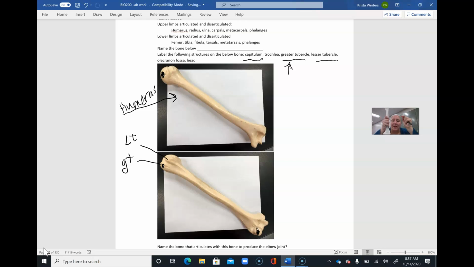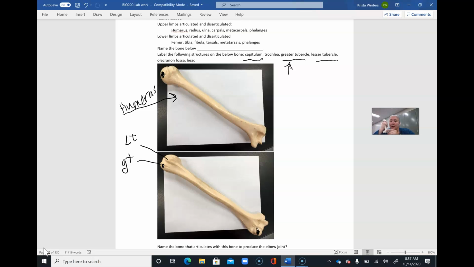How do I know lateral from medial on the humerus? Look for the head. The head is always going to point medial. So if that's the head, then this has to be the lateral side of the humerus. This is the medial, so this is lateral, okay? The head always points medially, so this is the lateral, and lateral is capitulum, okay?